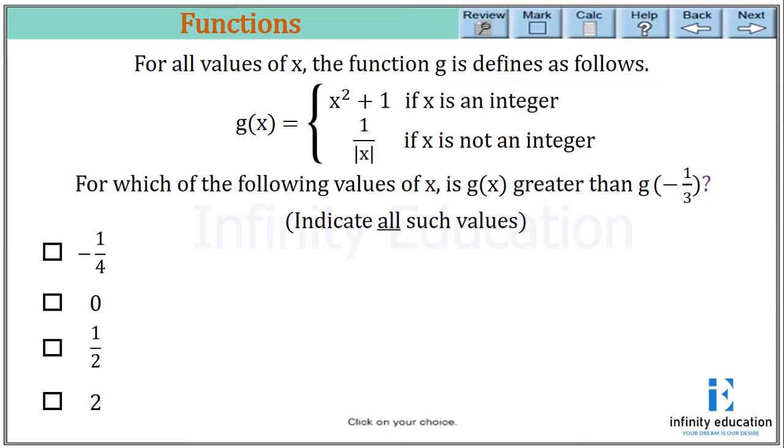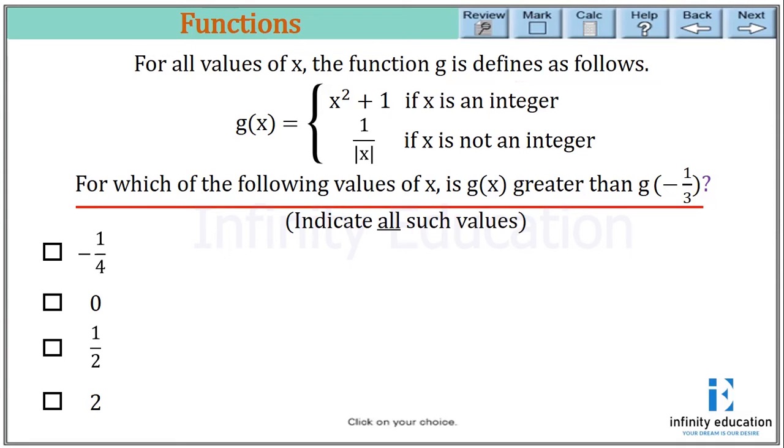For all values of x, the function g is defined as follows. g of x equals x square plus 1 if x is an integer, and g of x equals 1 by mod of x if x is not an integer. Now the question is, for which of the following values of x is g of x greater than g of minus 1 by 3? So the question is looking for which values of x the g of x is greater than g of minus 1 by 3.